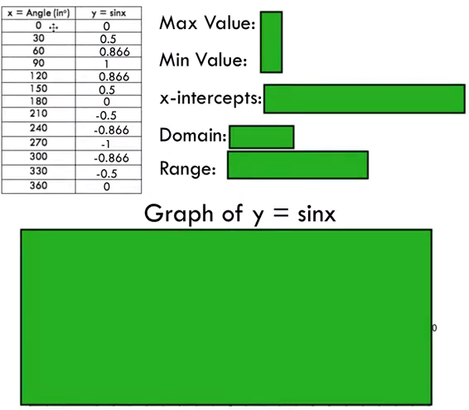Okay, so what I've done is I've just generated a table of values here for you using my little unit circle demo. I've got x values from 0 to 360, and I'm going up in 30-degree increments.